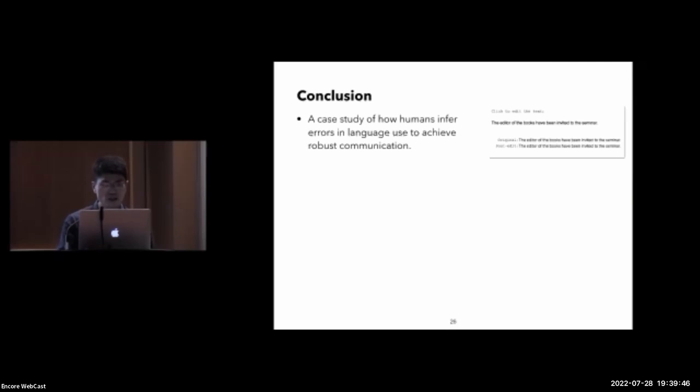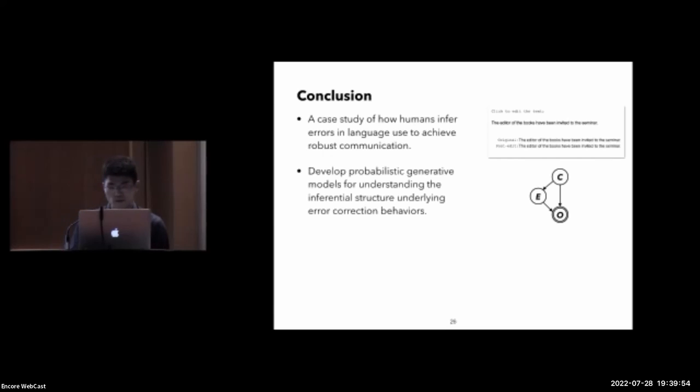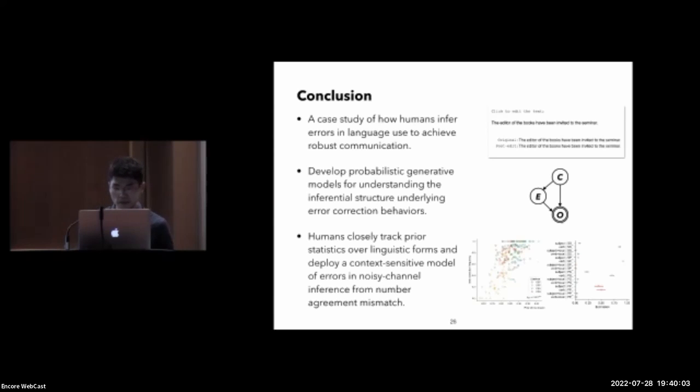To conclude, in this project, we present a case study of how humans infer errors in language use to achieve robust communication. We developed a probabilistic generative model to understand the inferential structure underlying error correction behaviors. And the modeling results suggest that humans closely track prior statistics over linguistic forms and deploy a context-sensitive model of errors in noisy channel inference from number agreement mismatch.